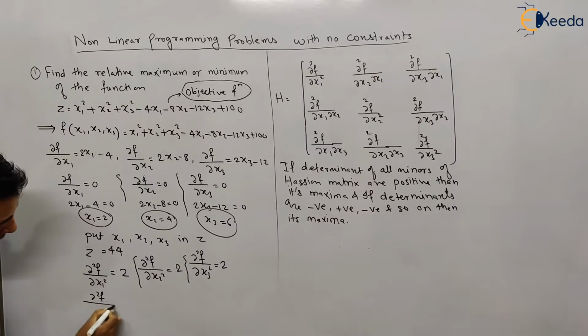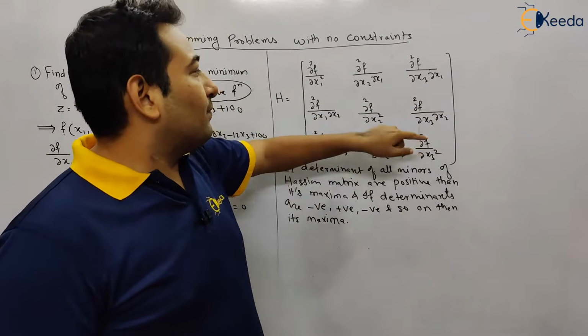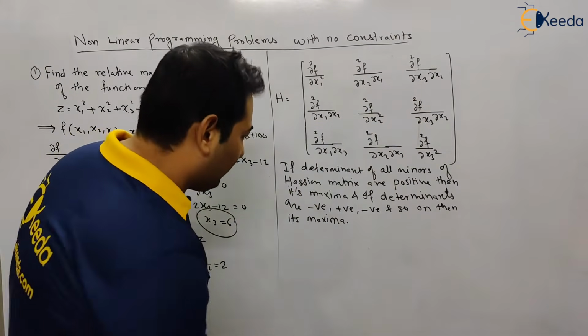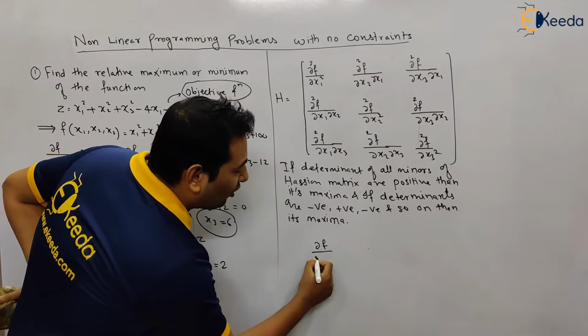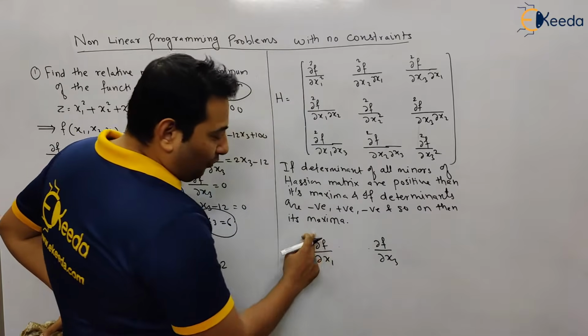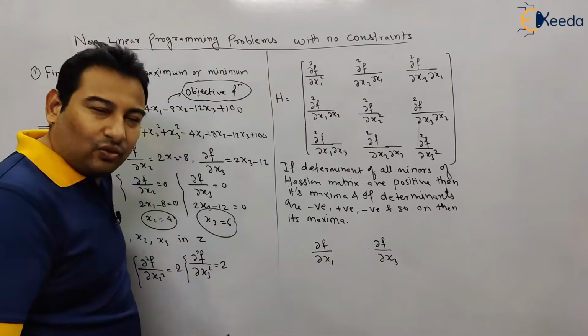Dou square f upon dou x1 dou x2 is equal to 0. I hope this is clear. Next, what about this term? These two terms are simply again the same. See, dou f upon dou x1 or dou f upon dou x3. If you differentiate this term with respect to x3 or this term with respect to x1, it is one and the same thing.